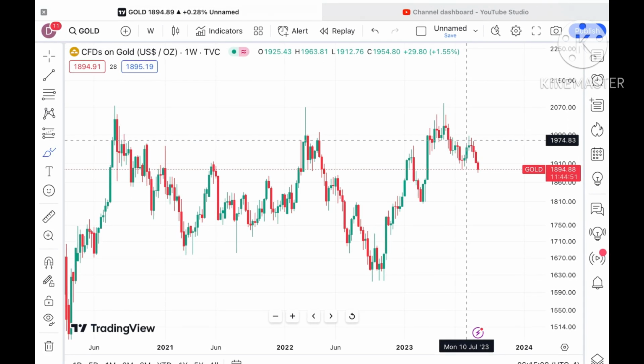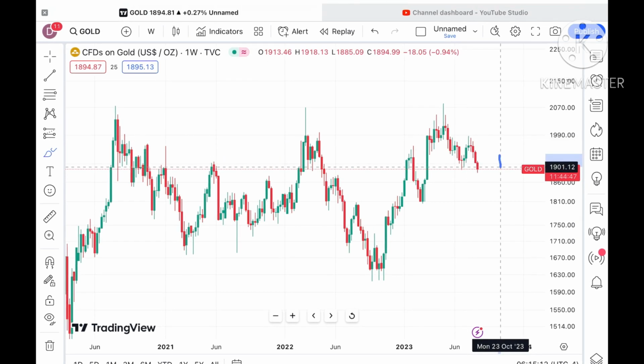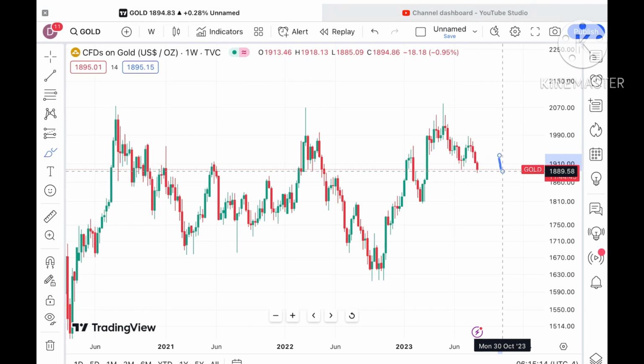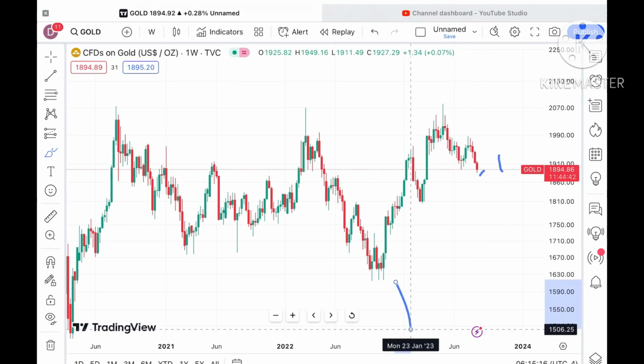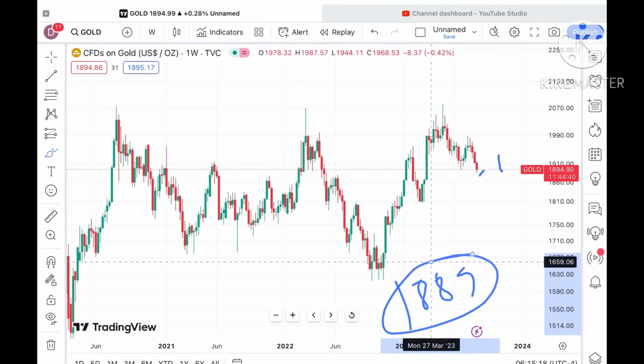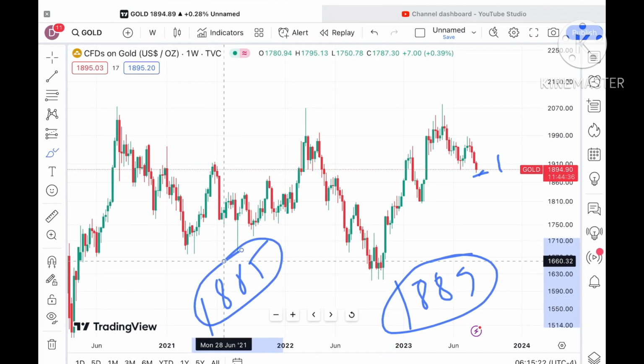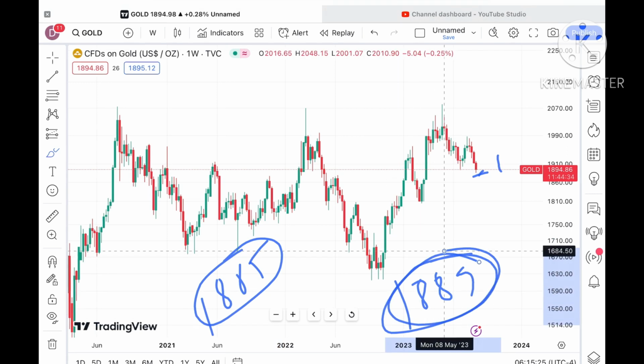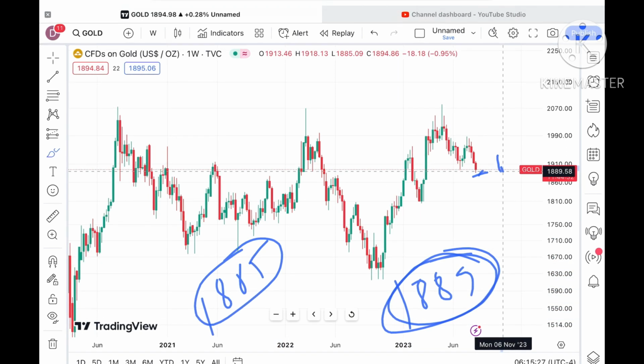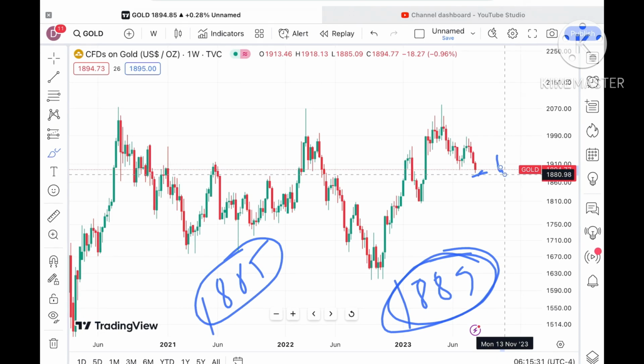Suppose the price doesn't sustain, chances are very high it will not sustain, or if it goes below this level, then the next support is coming at a level of around $1889. It has already touched a level of around 1885. So chances are high if it moves below this level we can see a level of $1889, and if it moves further down, then there are chances of going towards a level of around 1880.